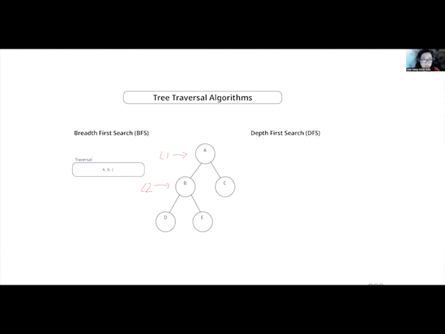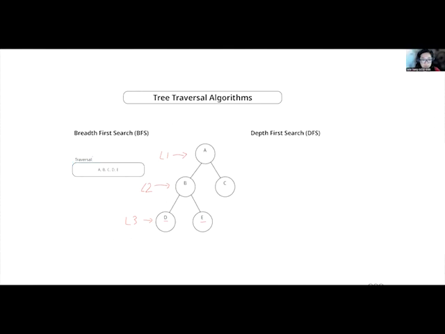And then once we are done with that level, we can do the last level. That will get us node D and node E. And so we will record node D and E. So that's the breadth first search strategy.